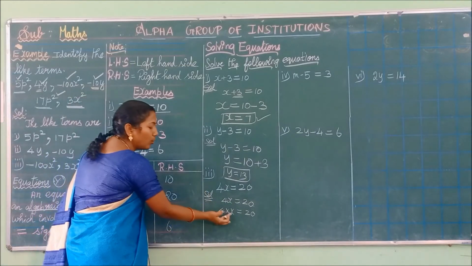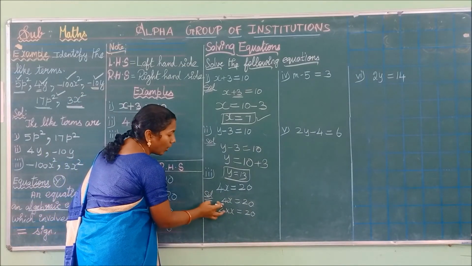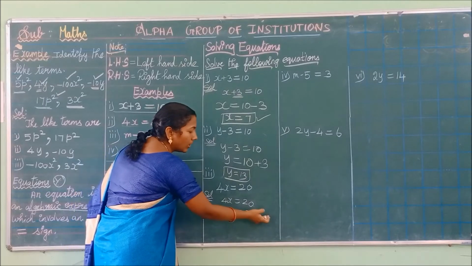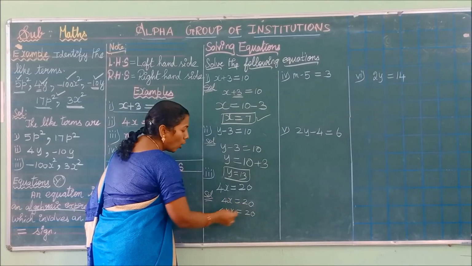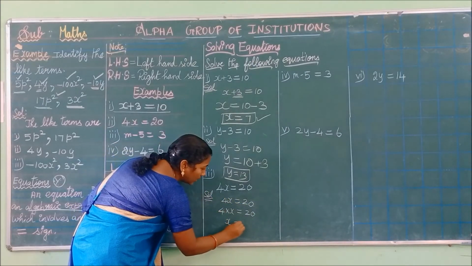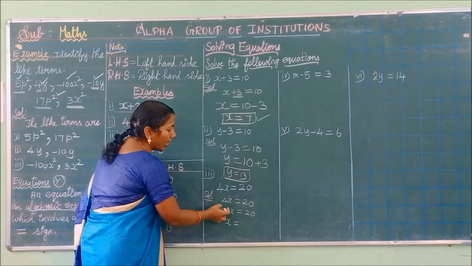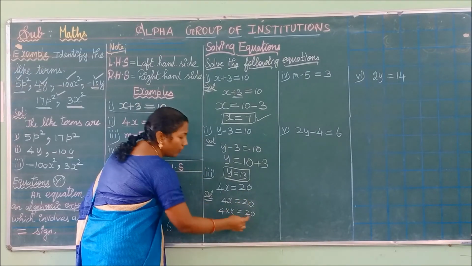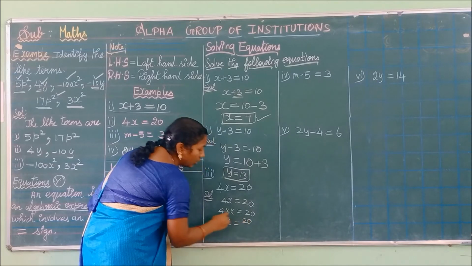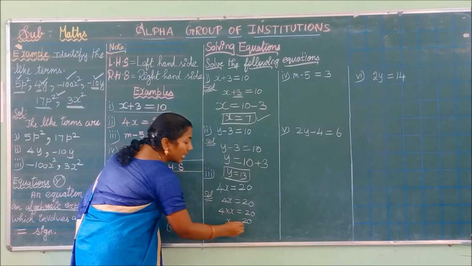In order to find the value of x, we have to bring this 4 to the right hand side. How can you bring this 4 to the right hand side? Its operation should be reversed. So the multiplication operation is reversed as division.